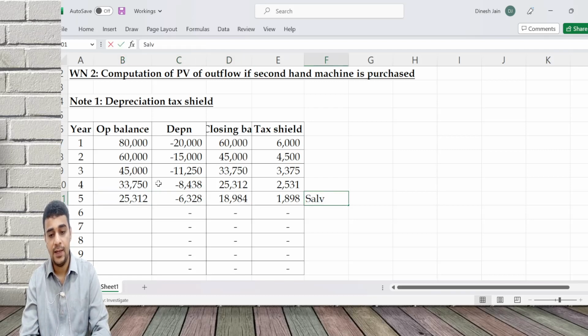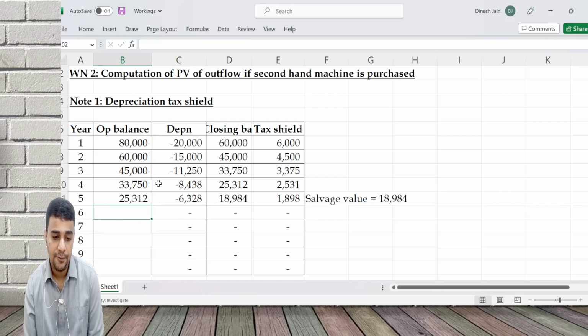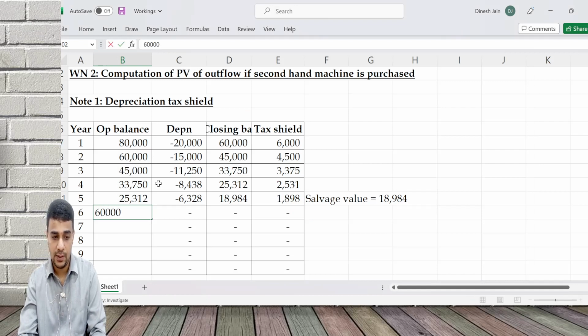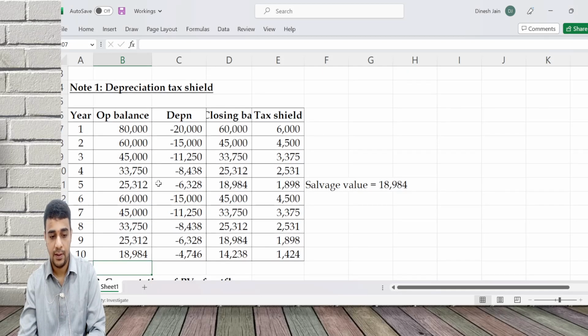At the end of 5 years, I will sell this machine for 18,984. This will come as an inflow in my cash flow computation. Then you will buy another for 60,000. Same, claim 15% depreciation, and sell at the end of 10 years for 14,238.